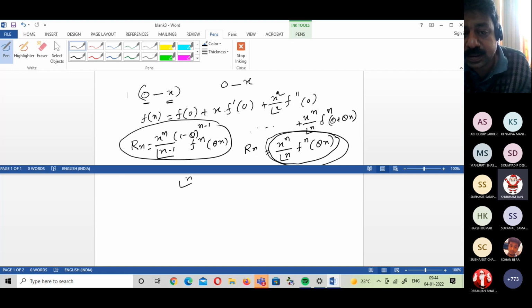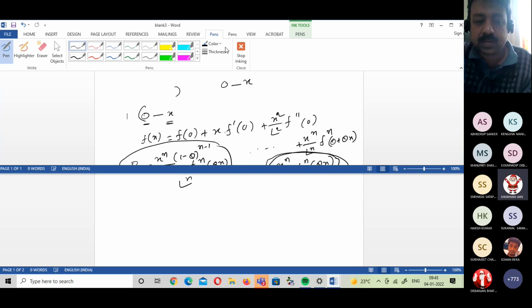So we use x to the power n in Lagrange form of remainder. It's only f^n(a + theta h) upon n factorial. But the last term, one minute. Yes, sir. So A is the remainder in this question.